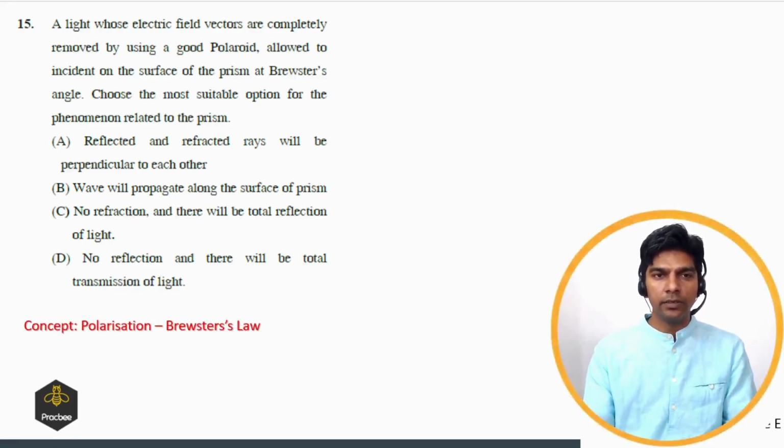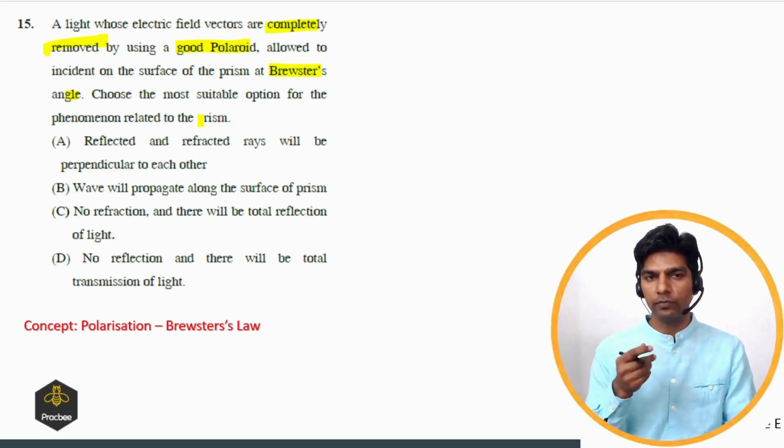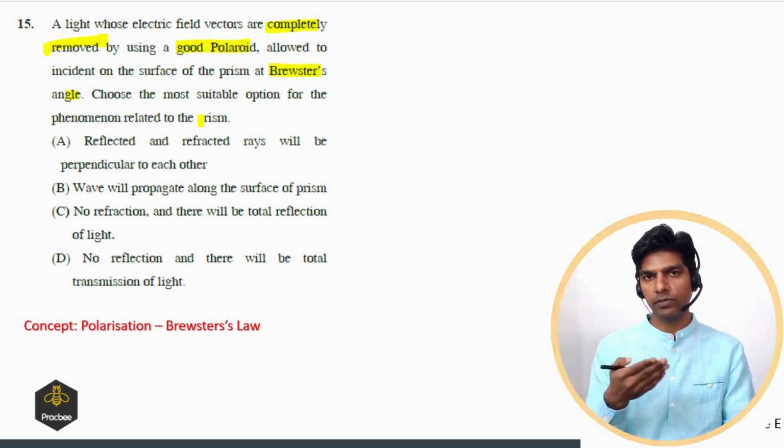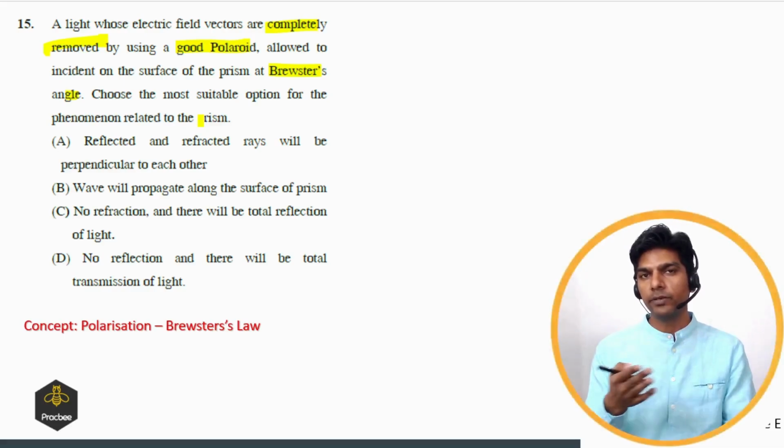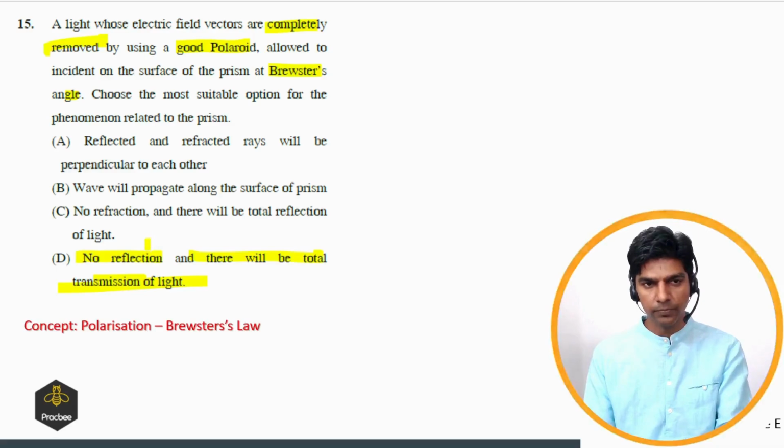Now let us see another problem. Light whose electric field vectors are completely removed by using a good Polaroid is allowed to be incident on the surface of a prism at Brewster's angle. Choose the most suitable option for the phenomena related to the prism. So I told you, when we incident light which is having no electric field, then there will be complete transmission, no reflection. So we can say there will be total transmission of the light. So option D is the right answer.